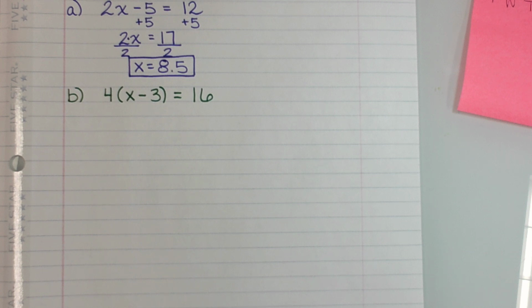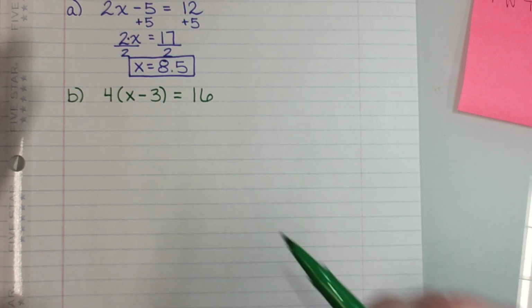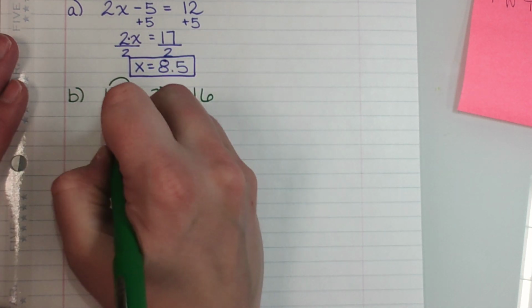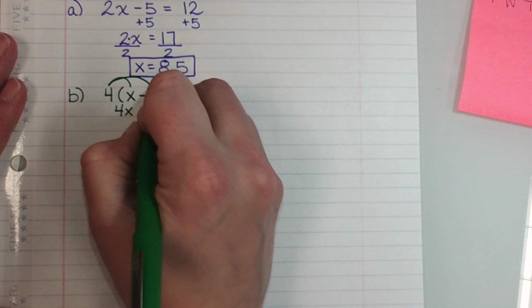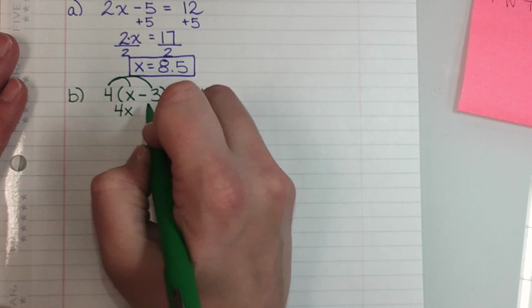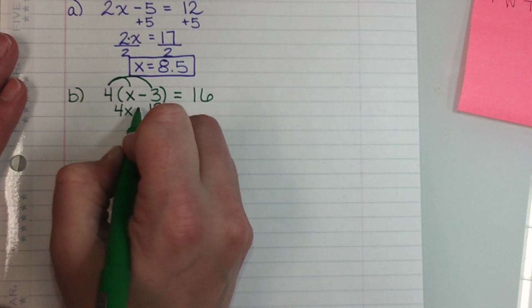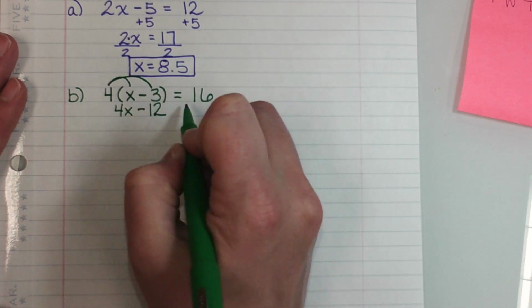Generally speaking, when there's parentheses involved, we try to do the stuff in the parentheses first if possible. Can we do anything with x minus 3 in parentheses? No. The next thing we try to do is we multiply the number in front through the parentheses. It's called distribution. What is 4 times x? 4x. 4 times 3 is 12, and then we don't forget positive times negative is negative.